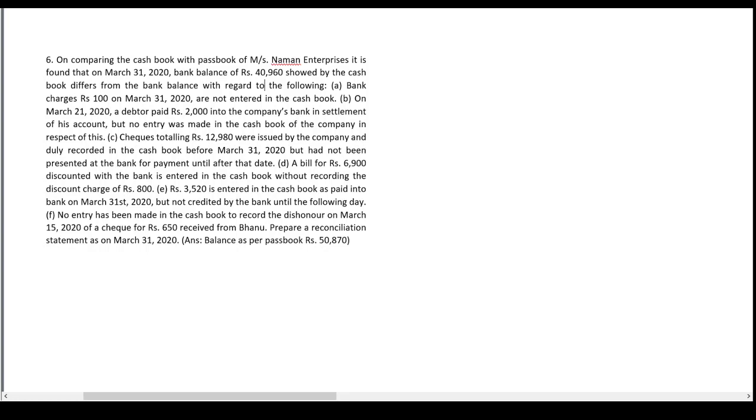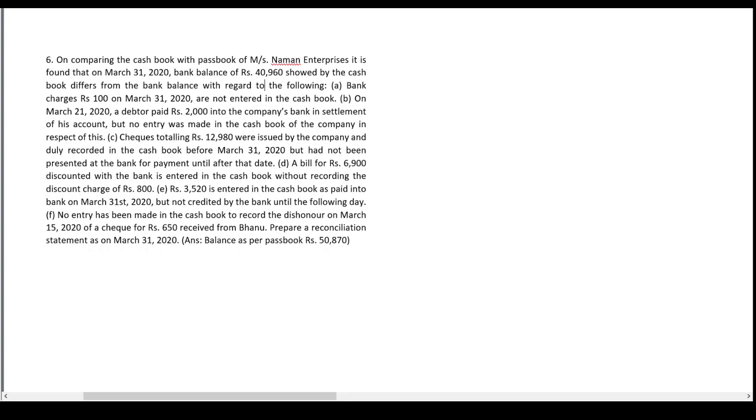Checks totaling rupees 12,980 were issued by the company and duly recorded in the cash book before 31st March 20, but had not been presented at the bank for payment until after that date. A bill for rupees 6,900 was discounted with the bank and is entered in the cash book without recording the discount charges of rupees 800.